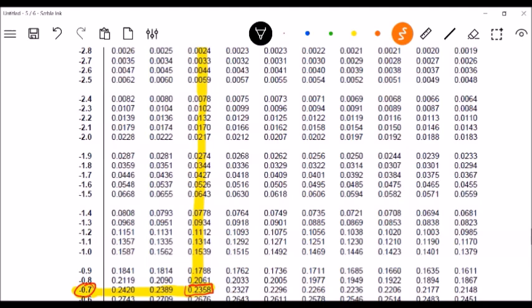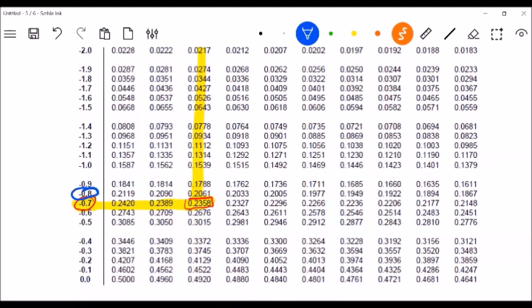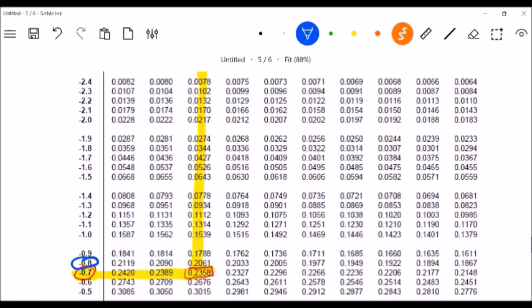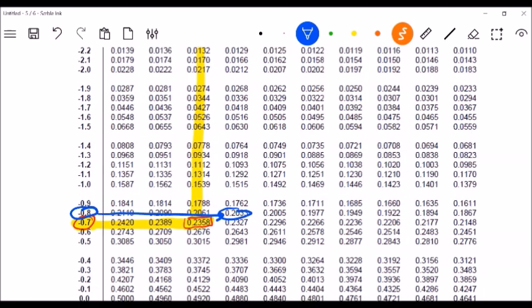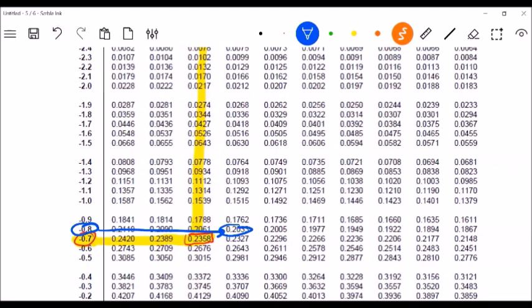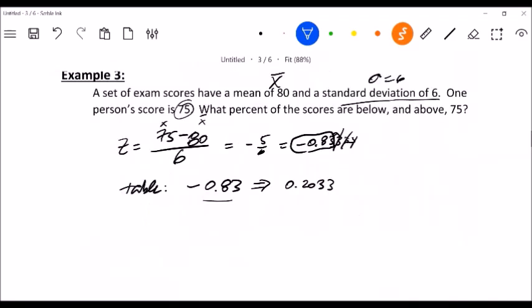Negative 0.8 first. That one's right here. And then a 3. Well, let's see, it looks like the 3's have to be this one here. Okay, so what we get, oops, I went down too many. I am on this one because this one comes over to here, and then we're in the right column. So what it is I have to make sure I can still see it. 0.2033. So let's go back up and write that.